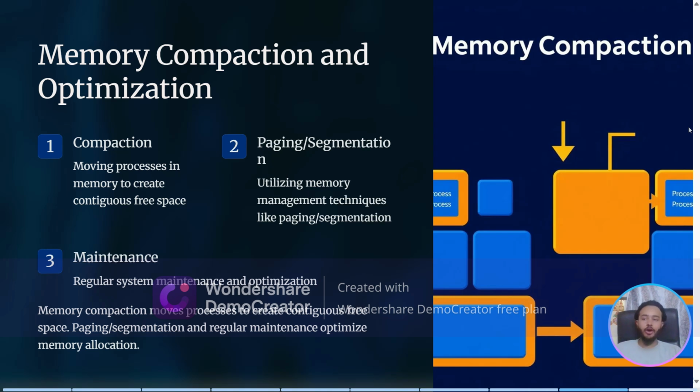Memory compaction and optimization. First is compaction: moving processes in memory to create contiguous free space. Second is paging or segmentation, utilizing memory management techniques like paging and segmentation. Maintenance: regular system maintenance and optimization. Memory compaction moves processes to create contiguous free space. Paging or segmentation and regular maintenance optimize memory allocation.